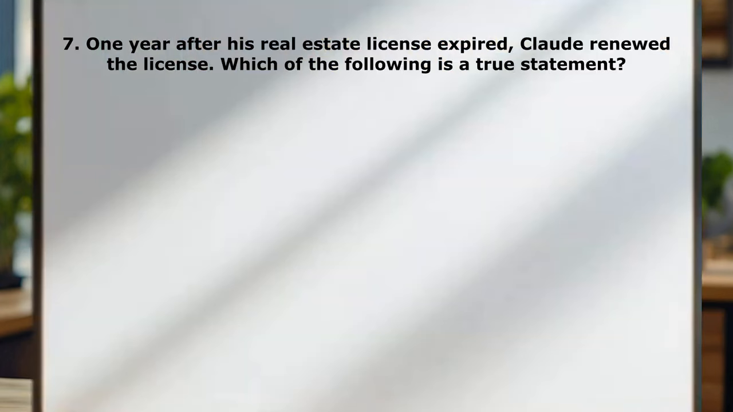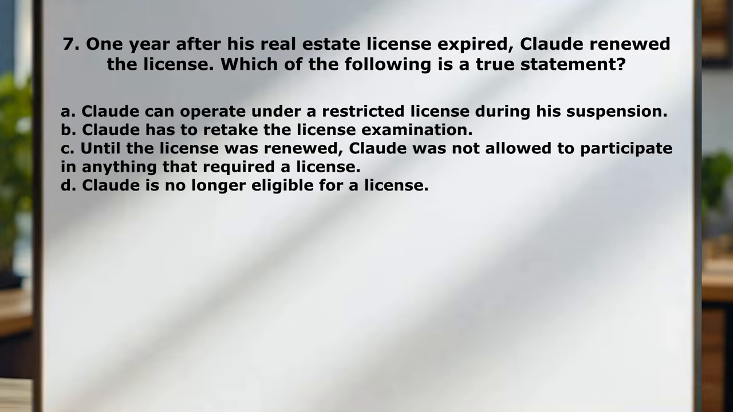1 year after his real estate license expired, Claude renewed the license. Which of the following is a true statement? A. Claude can operate under a restricted license during his suspension. B. Claude has to retake the license examination. C. Until the license was renewed, Claude was not allowed to participate in anything that required a license. D. Claude is no longer eligible for a license.